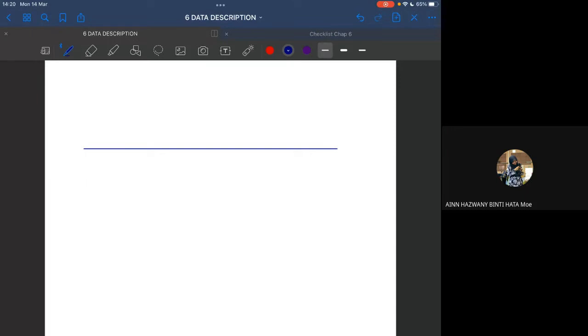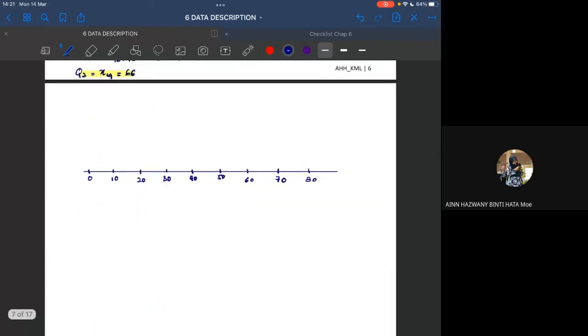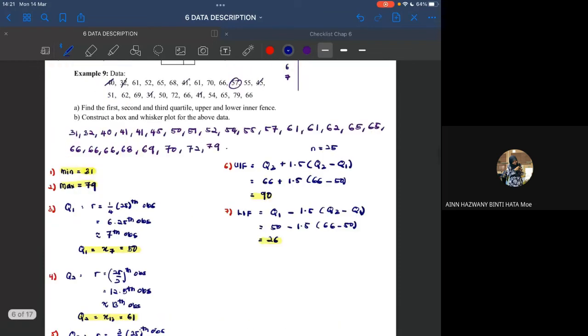So ambil pembaris kamu, letak 1 cm, 0. Then 10. So we start with 0, this is 1 cm. 1 cm ke half ke tak kisahlah, tapi dia mesti ada scale. 20, 30, 40, 50, 60, 70, 80. Okay, which is the highest one tadi ialah 90. Sorry, highest one ialah 90.